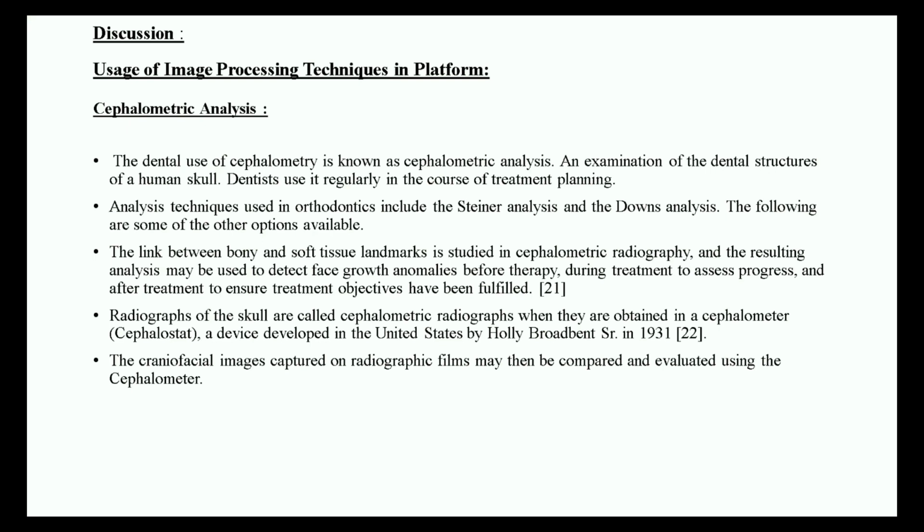The link between the bony and the soft tissue landmarks is studied under cephalometric radiography, and the resulting analysis may be used to detect growth anomalies before treatment and after treatment to track the progress. Radiographs of a skull are called cephalometric radiographs when they are obtained from the cephalometer, a device developed in the United States. The craniofacial images captured on the radiographic films may be compared and evaluated using the cephalometer.